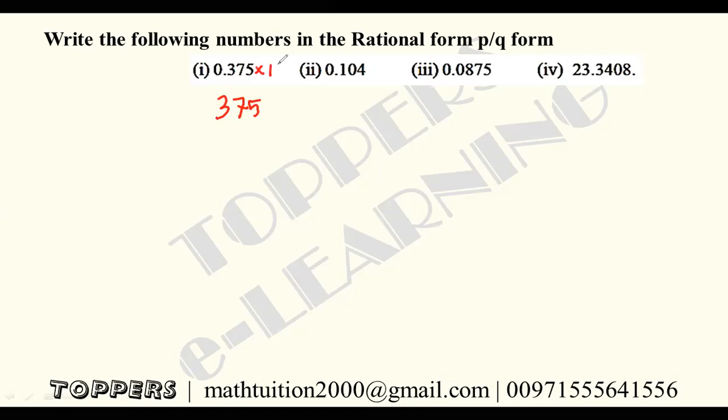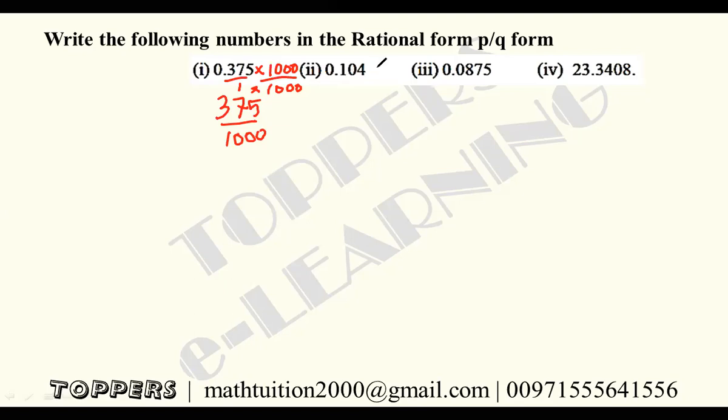So 0.375 will change into 375 by multiplying by 1000. When you are doing something on the numerator, you have to do it in the denominator also. So we can consider this as 0.375 by 1. So this also multiply by 1000. So it will change into 375 by 1000. So this is the rational form.